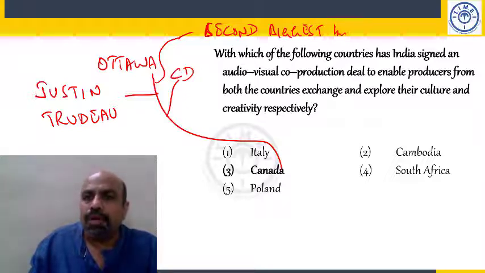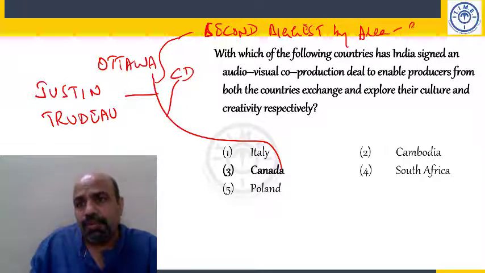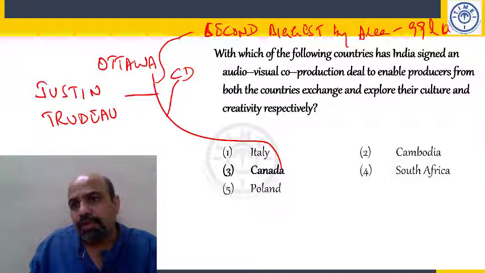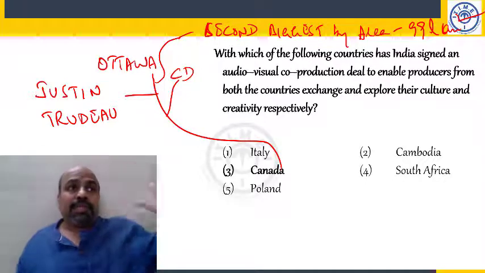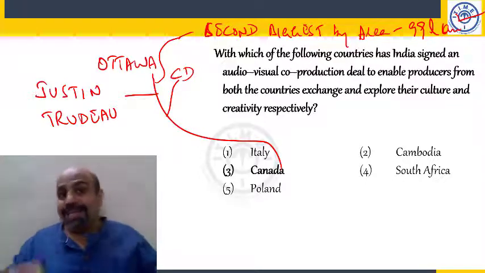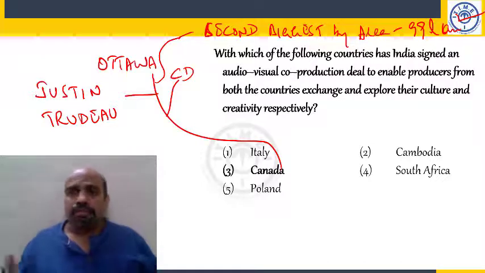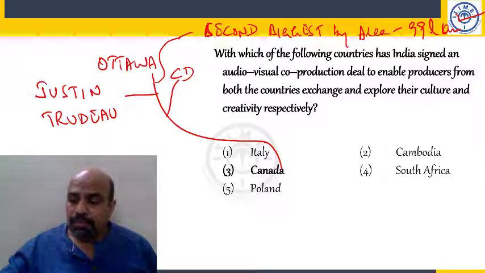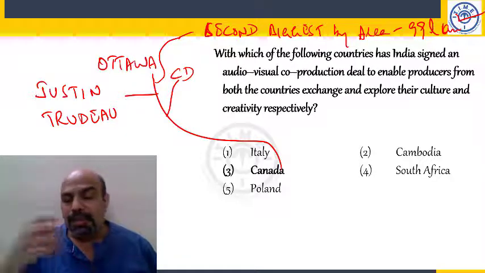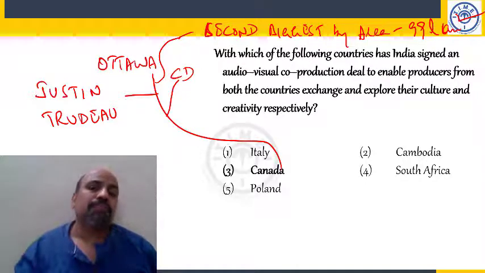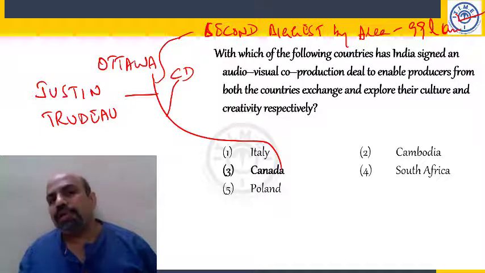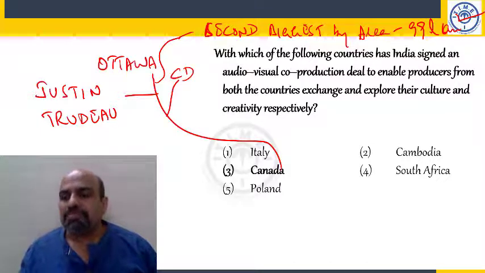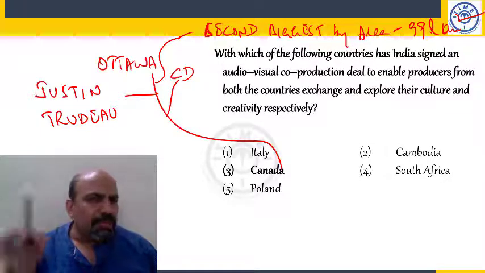By area, how big is it? 99 lakh square kilometers. So between 99 lakh and 1 crore square kilometers, that is a huge country. Population is 3.8 crore.